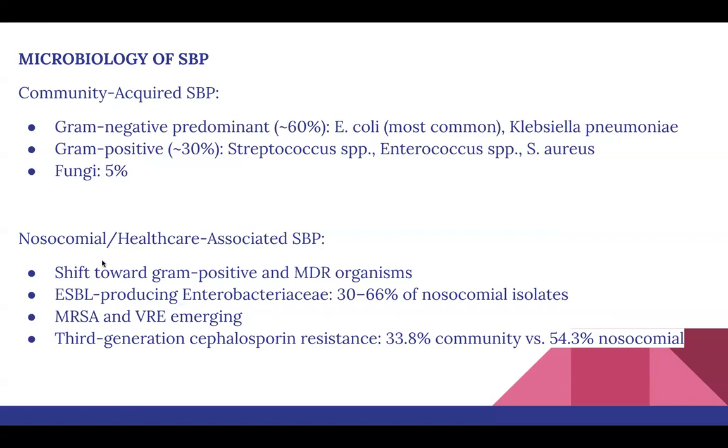In nosocomial or healthcare-associated SBP, there's a shift towards gram-positive and MDR organisms, ESBL-producing Enterobacteriaceae. About 30 to 66% of nosocomial isolates would be that. MRSA and VRE are emerging. And then there's also third-generation cephalosporin resistance that is noticed, with 33.8% community versus 54.3% being nosocomial.